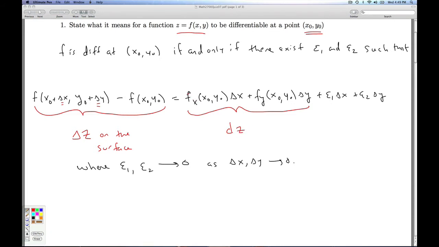f sub x, remember, is the rate of change of the function with respect to x. So this is the rate of change of z with respect to x times delta x. So this approximates the change in the z direction coming from the change in x. And likewise, this approximates the change in z coming from changing y. And so we can think of these epsilons as being the error terms. And so really differentiability boils down to the actual change on the surface being approximated by the total differential. And that'll do it for number 1.